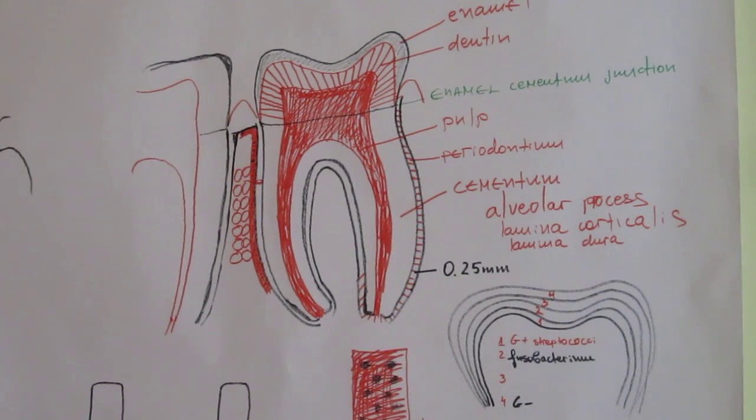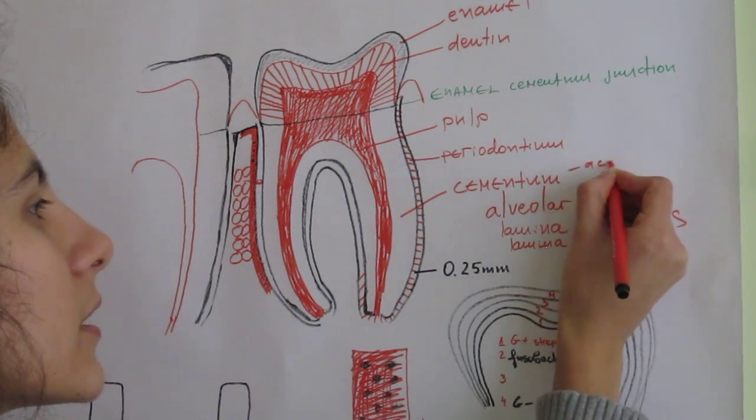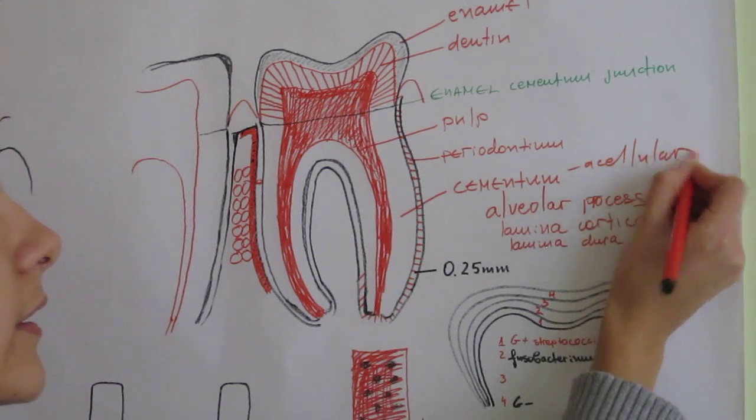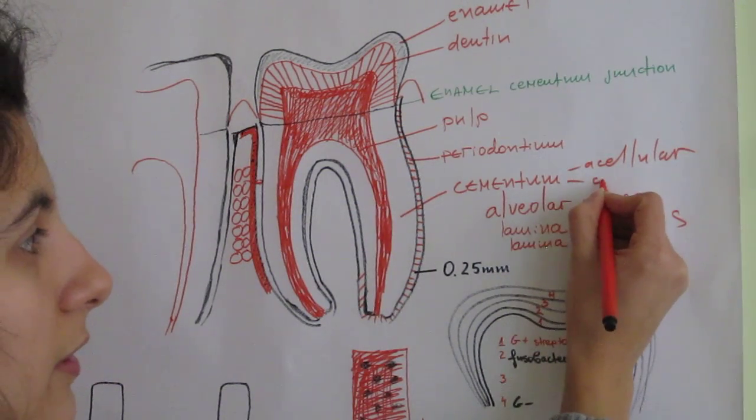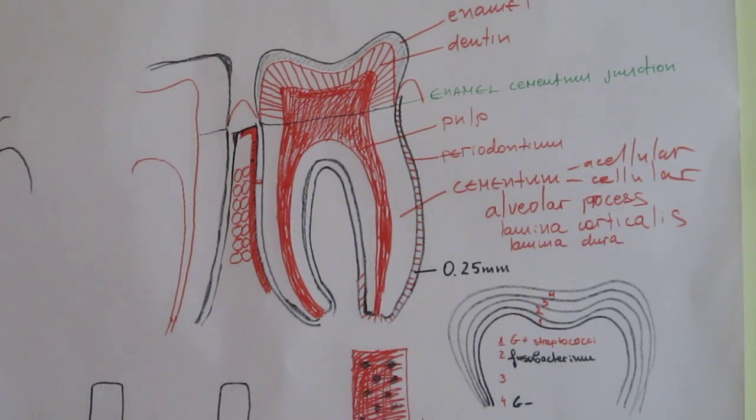The primary cementum is mainly composed of acellular, it's acellular, or I will write it here. Cellular, and the secondary is cellular. The cells which are producing cementum are called cementoblasts.